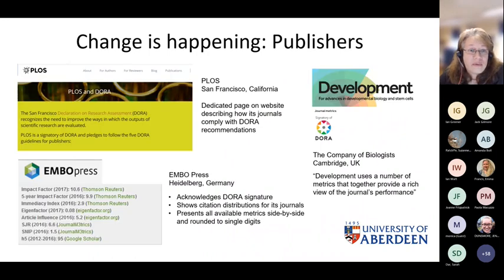Publishers, they are also making changes. So PLOS, the Company of Biologists, and EMBO Press are all demonstrating their involvement with DORA. So PLOS have a dedicated page on how its journals comply with DORA. EMBO Press shows citation distributions for its journals, and the Company of Biologists use a number of metrics combined to demonstrate performance. Again, more will come along as the time passes.